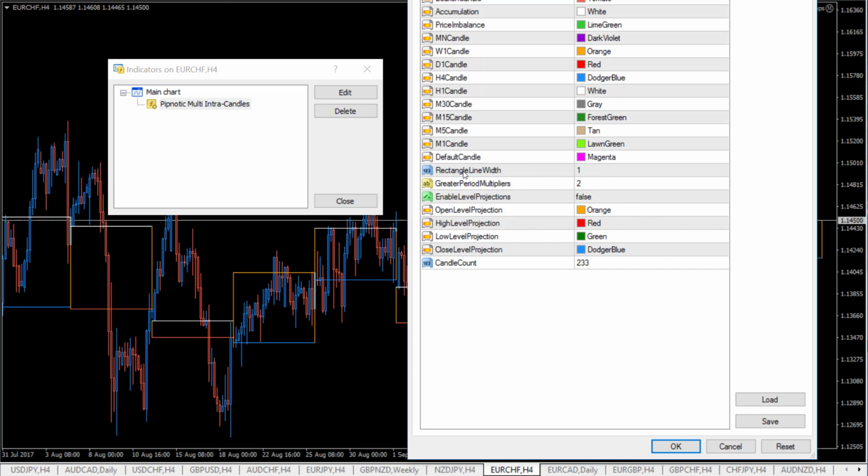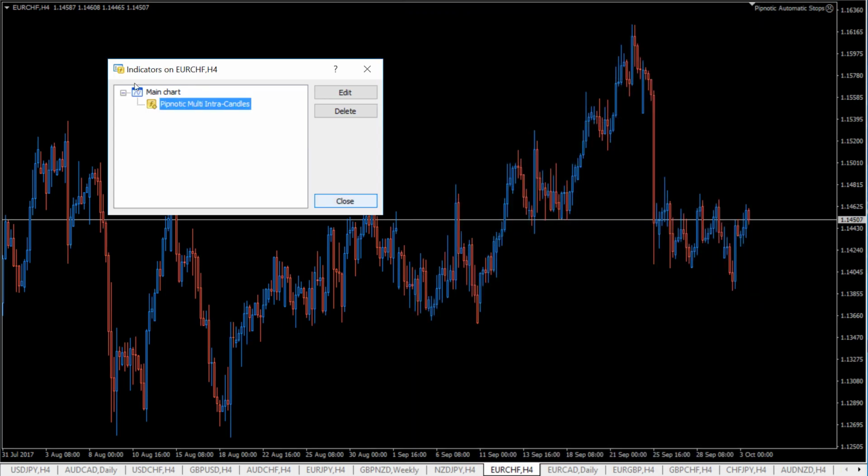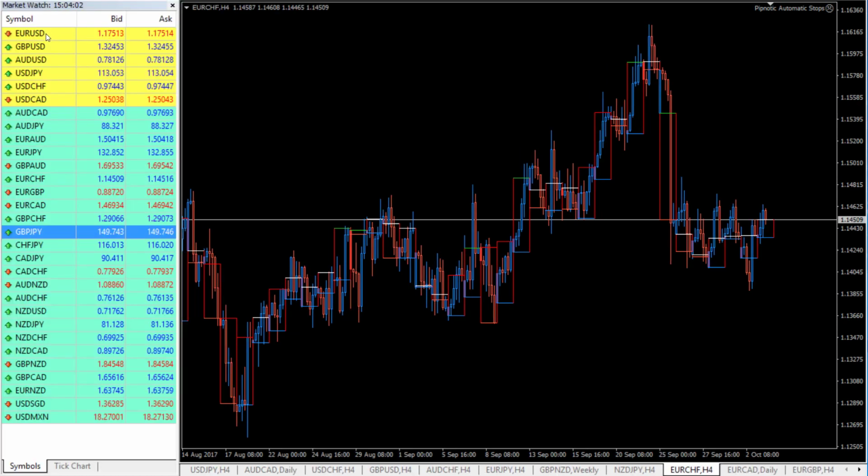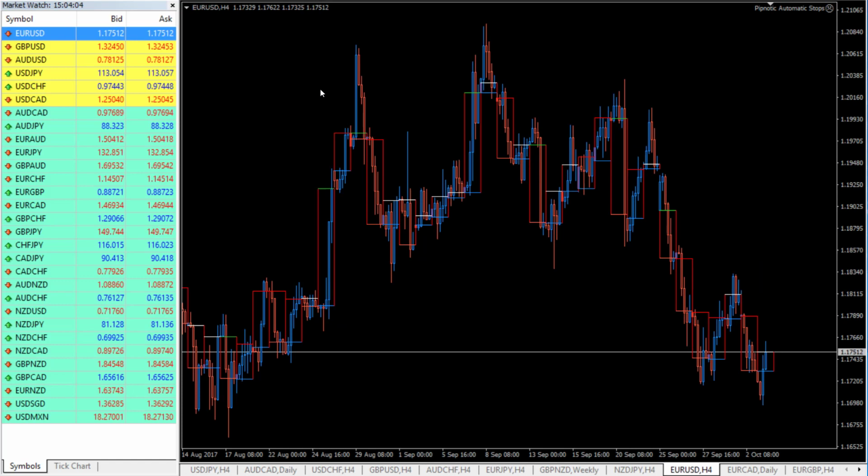And so currently, greater period multiplier, if we put this to 1, for example, we can see that this is going to show us daily candles. And this is interesting, because if we have a look and we see a nice pattern on, for example, a daily chart, whilst being on the 4-hour chart, we know we have a pretty interesting area.